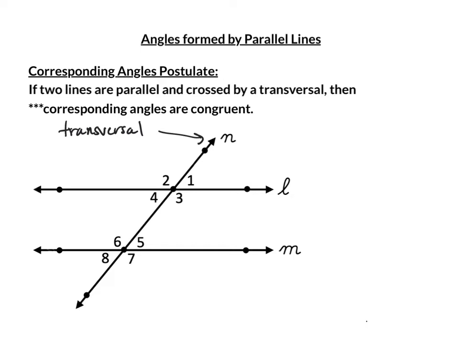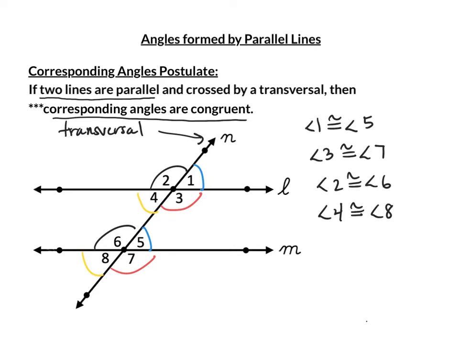Now, the important thing to realize here, we only have corresponding angles that really mean anything to us if the two lines are parallel. When they're parallel, the corresponding angles are congruent. So which angles am I talking about? Well, angle 1 and angle 5 are corresponding angles. Angle 3 and angle 7 are corresponding angles. Angle 2 and angle 6 are corresponding angles. Angle 4 and angle 8 are corresponding angles. And if the lines are parallel, corresponding angles are congruent.